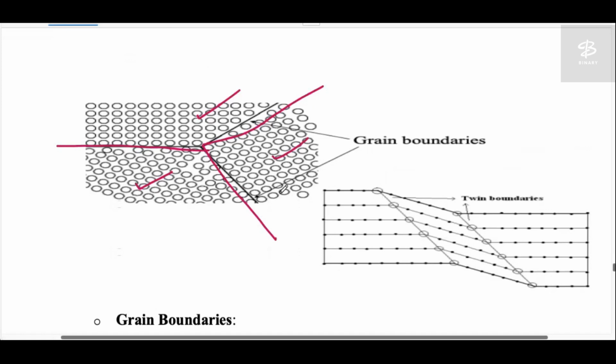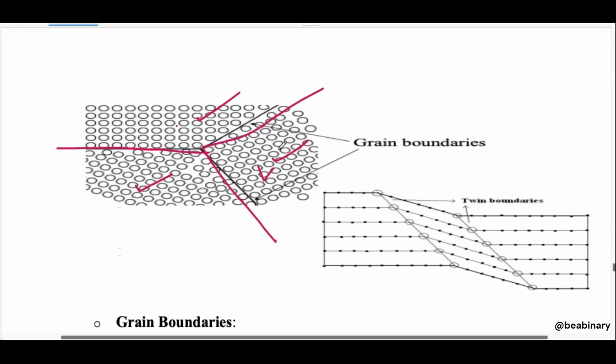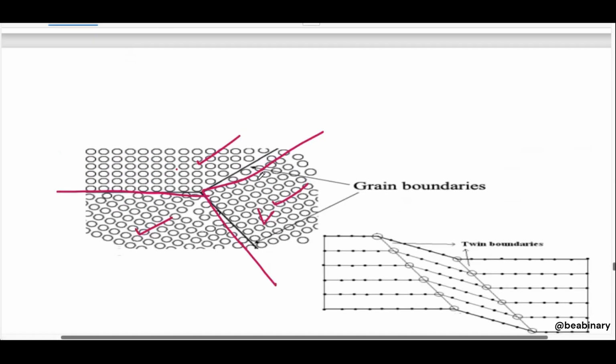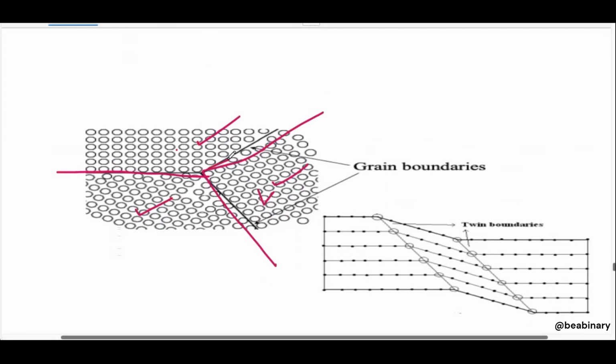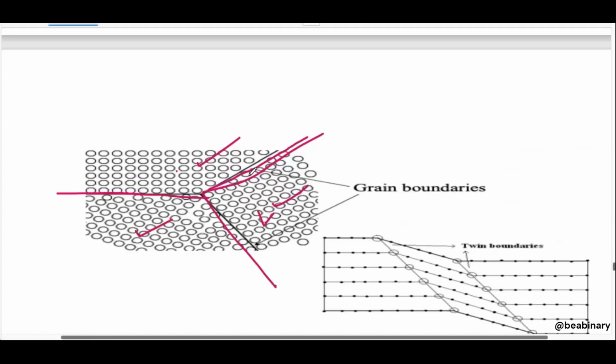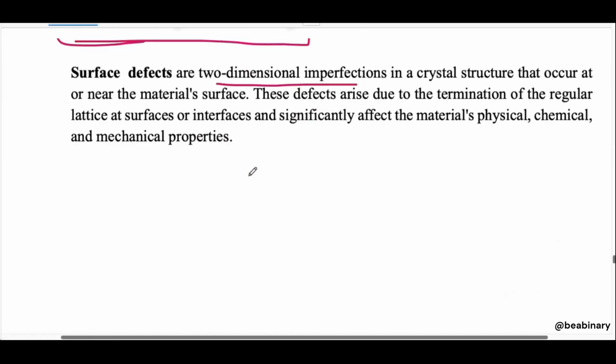So different kinds of grains have grown in that particular crystal. This is different, this is different, this is different. Now, what are the surface defects? Surface defect means at the boundary, this boundary. If you see at the boundary, then it is a boundary phenomenon. Basically, the surface defect is a boundary phenomenon.